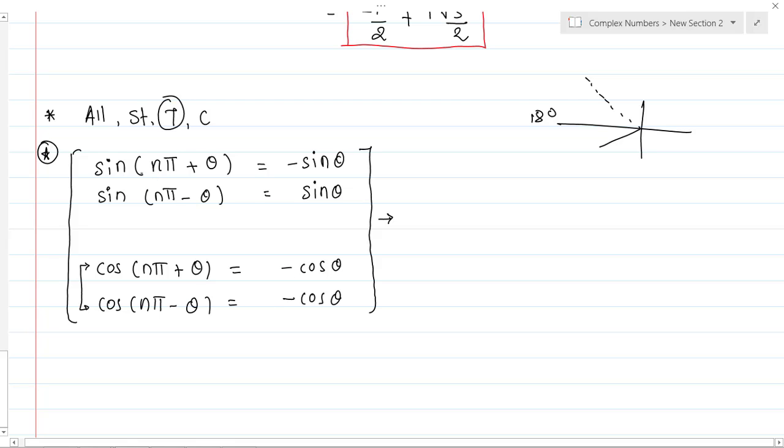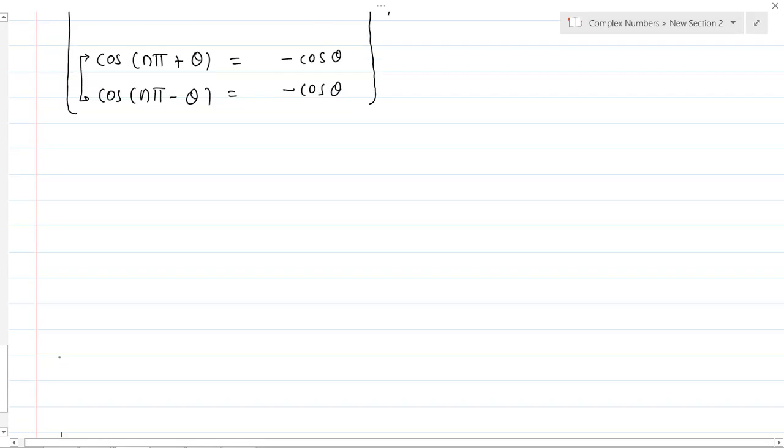Okay, but sine changes its sign. So sine of n pi plus theta gives you minus, sine of n pi minus theta gives you plus. Whether it is lying in the first quadrant, second quadrant or third quadrant, that will be easy to remember. Okay, so you can remember in any way, but the only thing is what? You have to convert the given angle into this form, n pi plus theta, n pi minus theta. That will give you the direction in which you have to write.